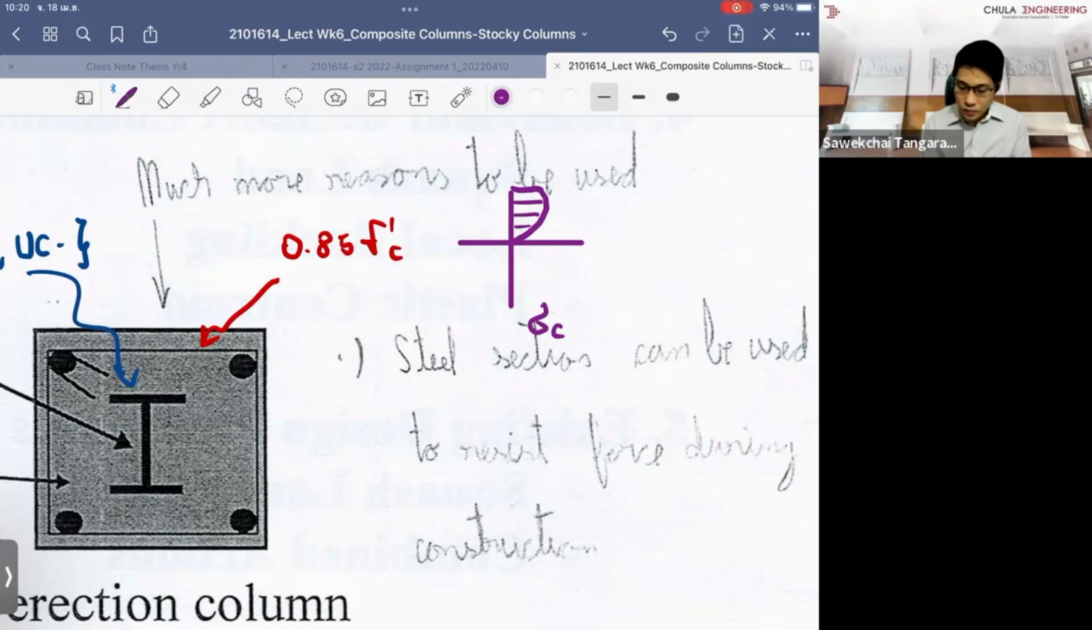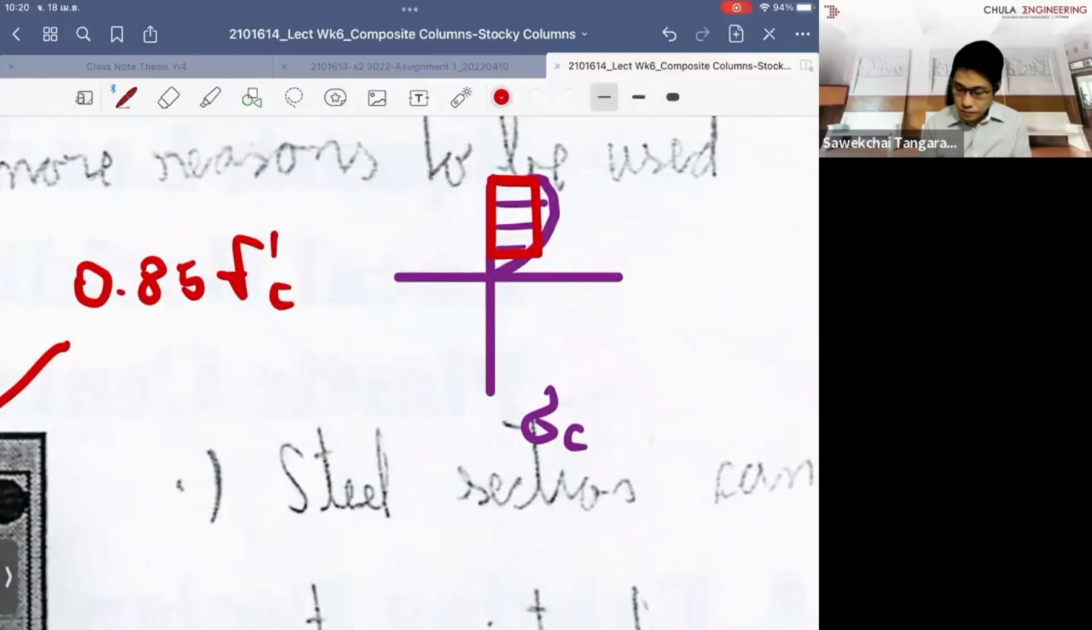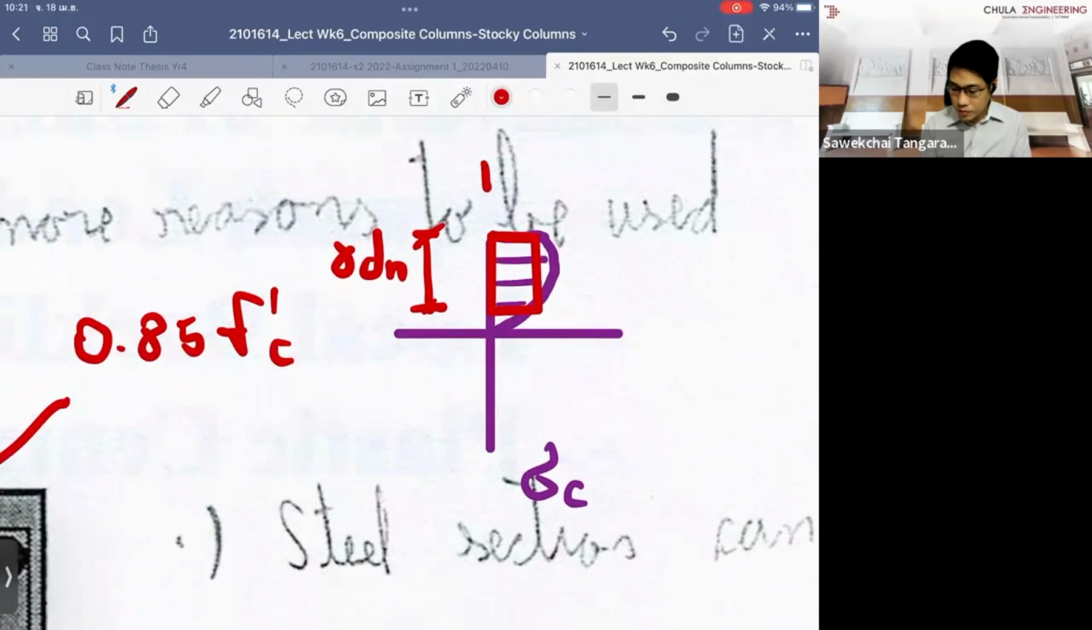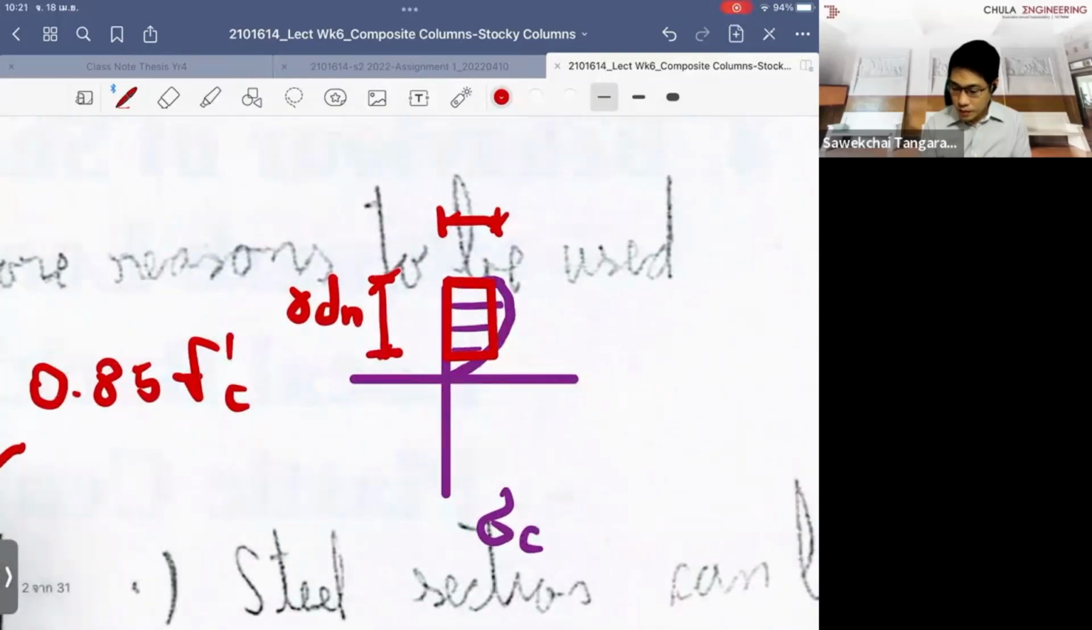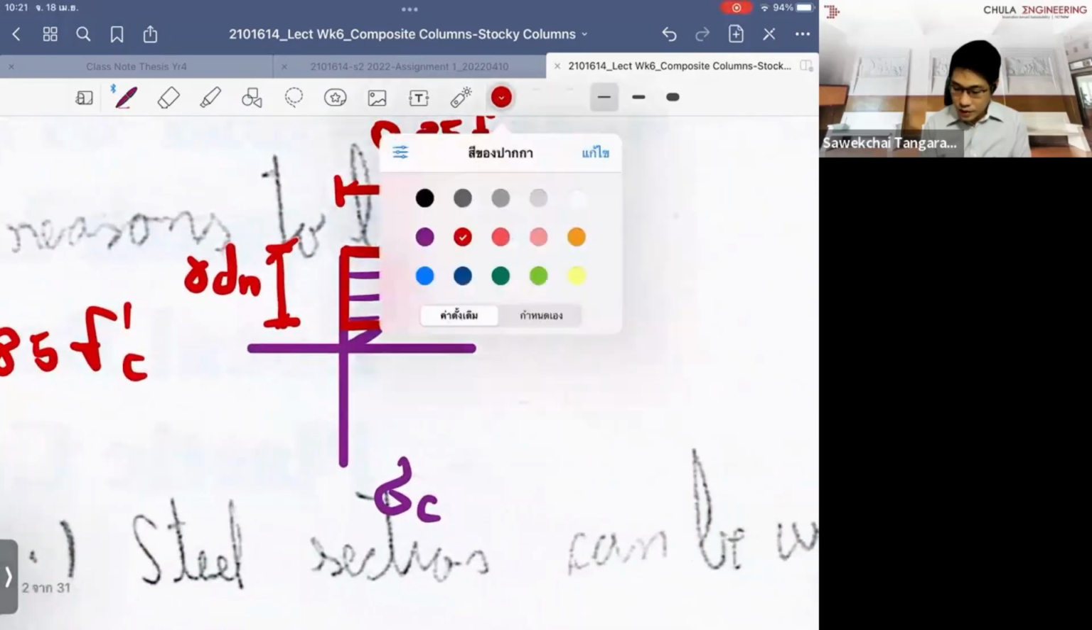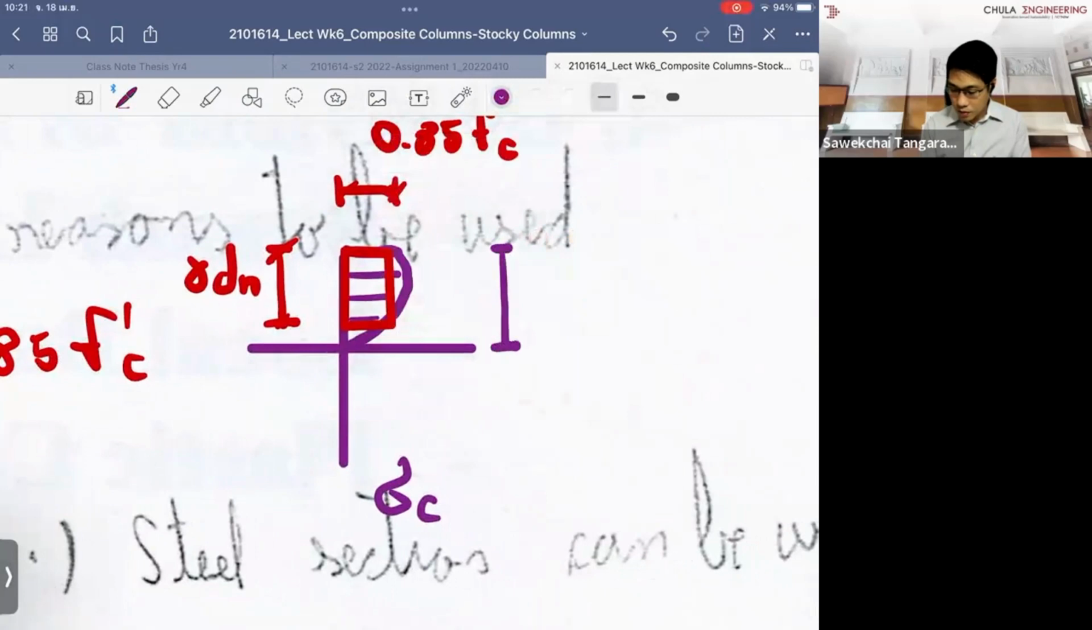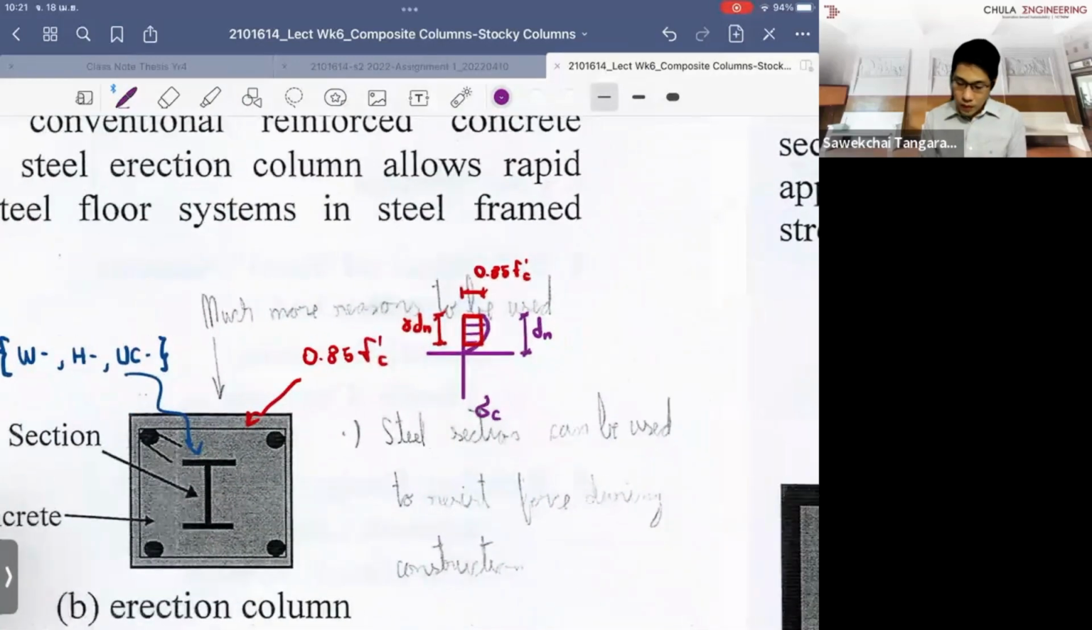We approximate it by using the equivalent rectangular stress block. And we use this. We take this as gamma dn. This is similar to what you did for concrete design, 0.85 f'c. And dn is the distance from the top surface of the concrete to the plastic neutral axis, which we call dn. Right.